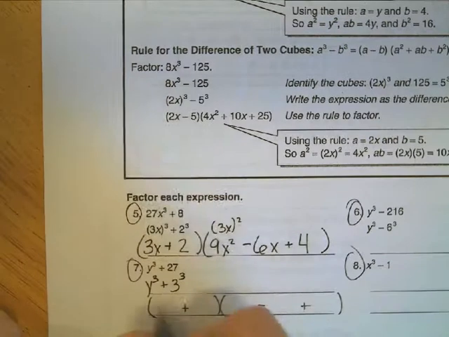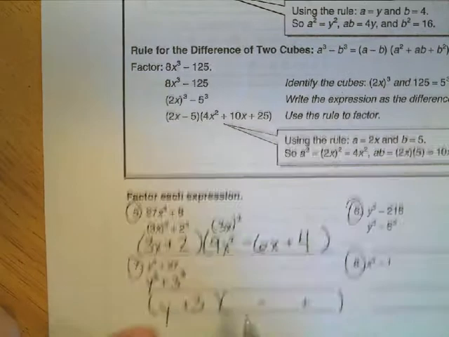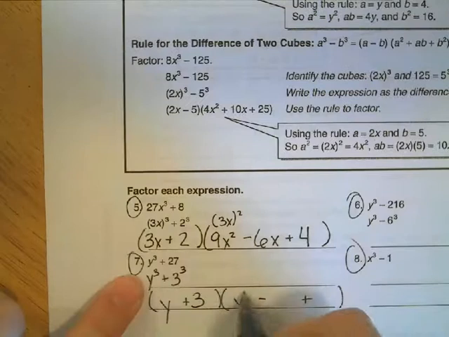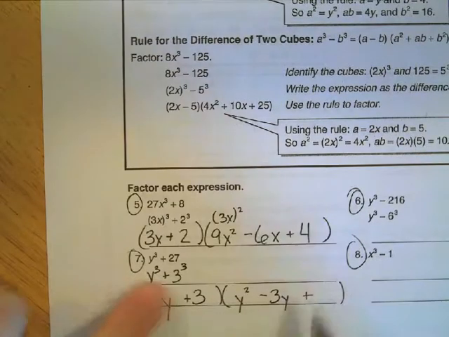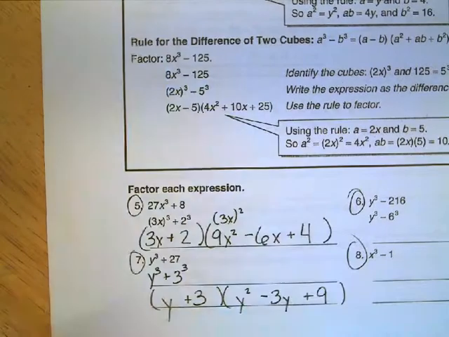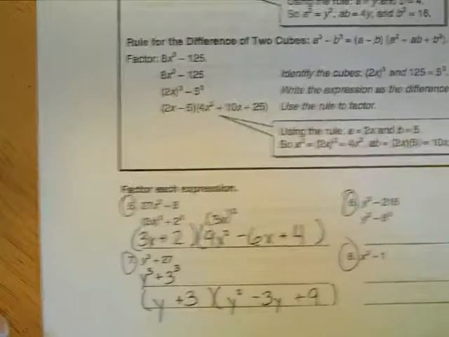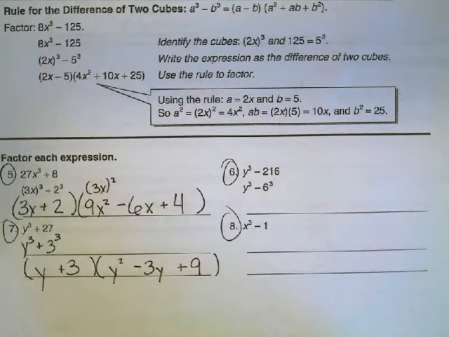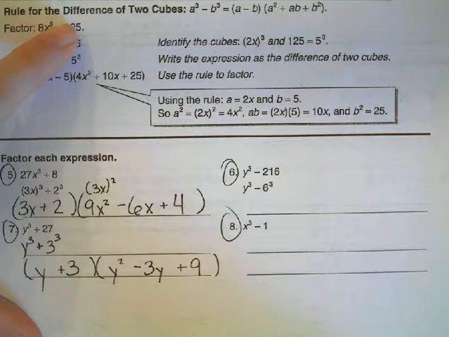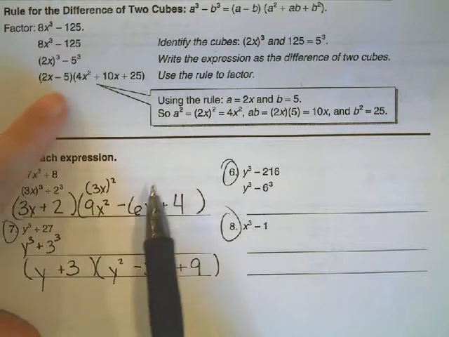Same pattern on number 7. Here I have y cubed plus 3 cubed. So I'm just pulling down my pieces, y and 3. Then I'm going to square my first, multiply them together for the middle, and square my last. And that's my final answer for number 7. If you're missing these, you're probably making it harder than it is. So just use the pattern every time and it'll eventually stick.